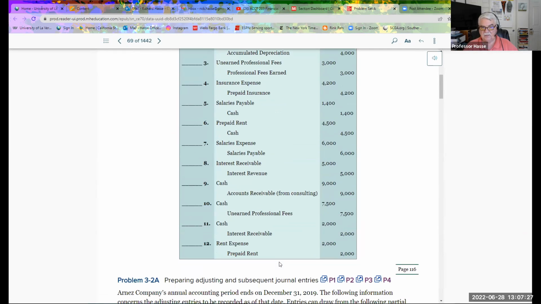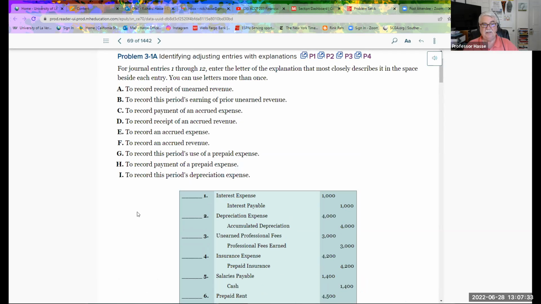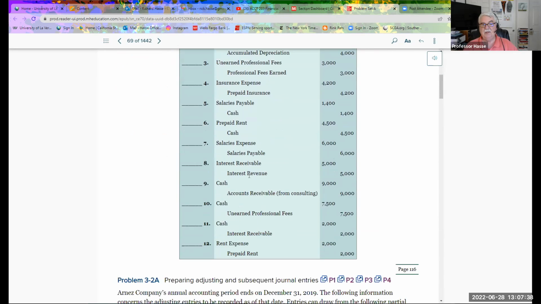cash, accounts receivable. It looks like somebody's paying us money that they owe us, and that would be letter D, to record a receipt of accrued revenue. We've accrued revenue by putting it into the accounts receivable. Now they're paying us. We receive the money, debit cash, and we wipe out the receivable because they've paid us.